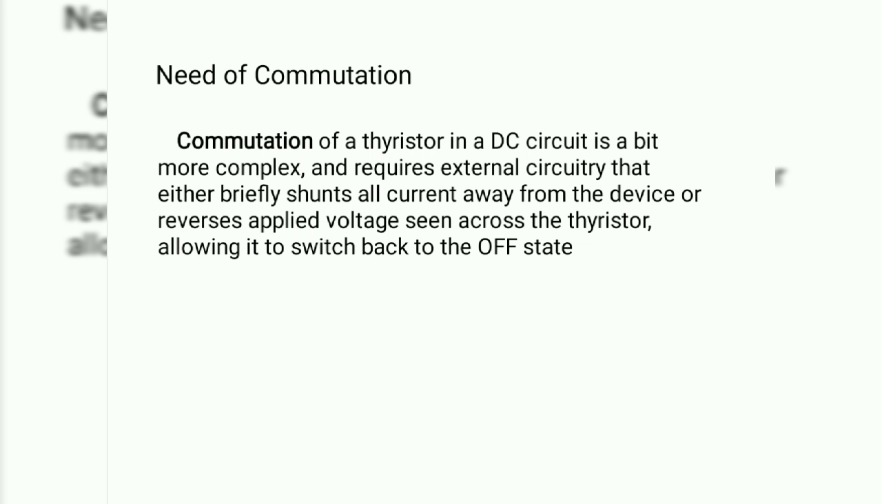Next, the concept I am going to discuss is commutation. Commutation is the process of turning off the SCR using external components like L and C, meaning inductance and capacitance. Using inductor and capacitor circuits we turn off the SCR. The turning off process is known as commutation. There are two types of commutation: natural commutation and forced commutation. Let us discuss them one by one.